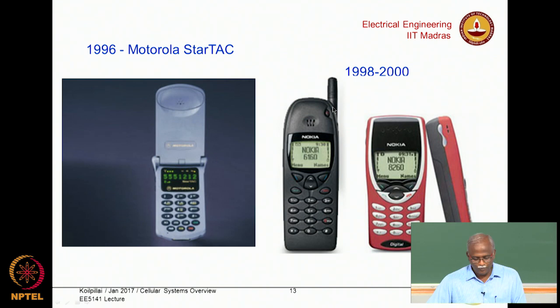Then Motorola came up with another variation called StarTAC, in which case now previously the mouthpiece was opening out, in this case the earpiece was opening out. Again, very interesting designs. But probably the most widely sold phone in the early generations was a Nokia phone, 1998 to 2000. They came up with this phone.